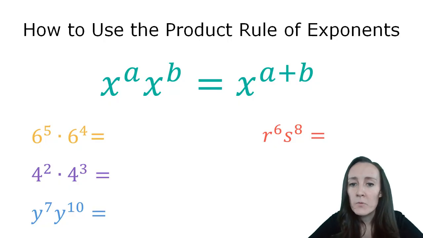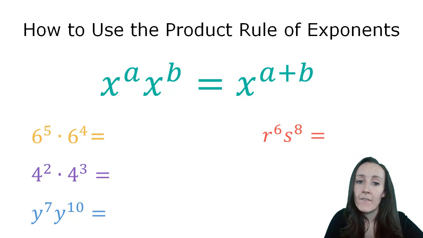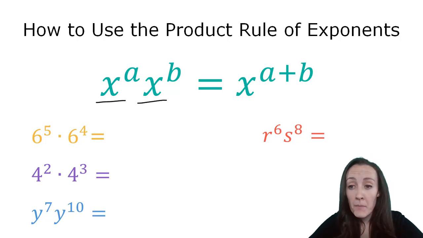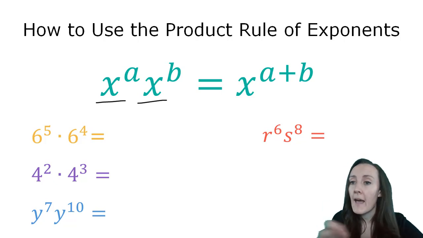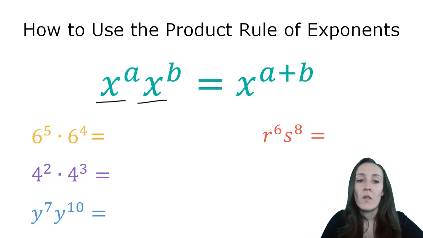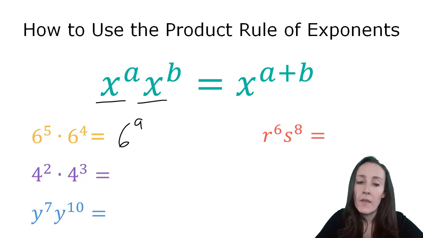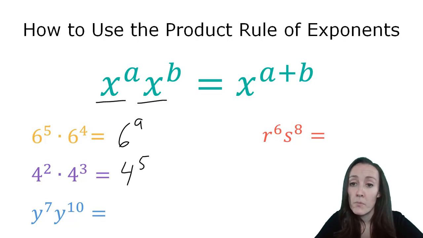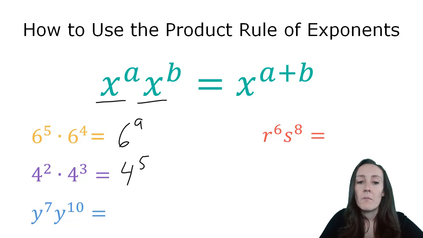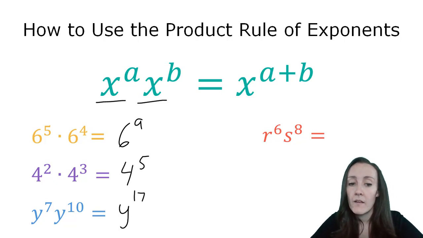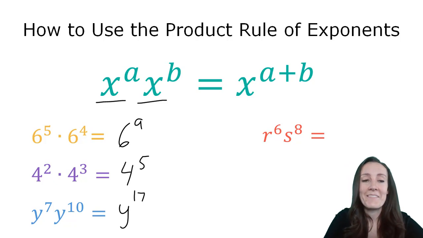Okay, so the product rule of exponents basically says that if you have two powers with the same base and they're being multiplied together, you can simplify it by adding the exponents together. So in this yellow example, you would get 6 to the 9th because 5 plus 4 equals 9. In the purple example, you'd get 4 to the 5th because 2 plus 3 is 5. And in the blue example, you'd get y to the 17th because 10 plus 7 is 17.